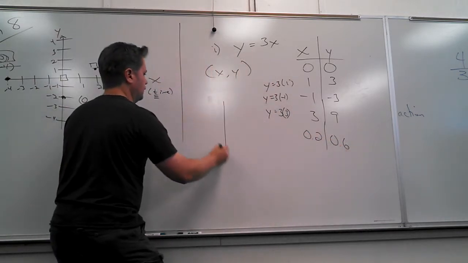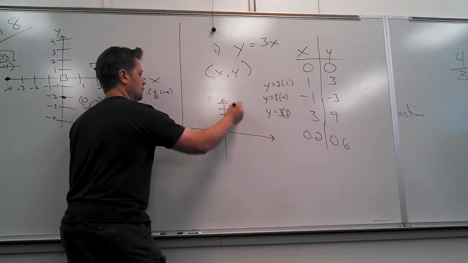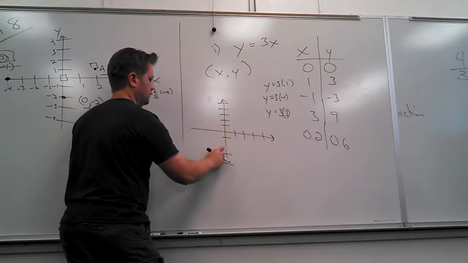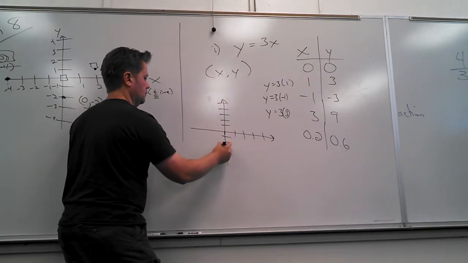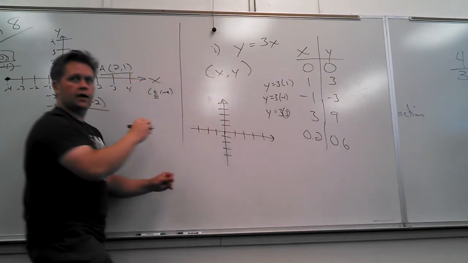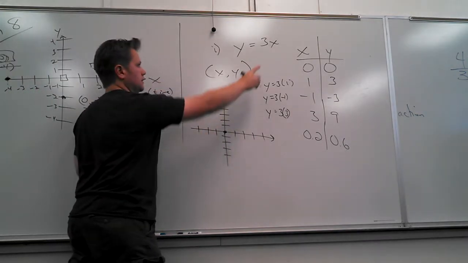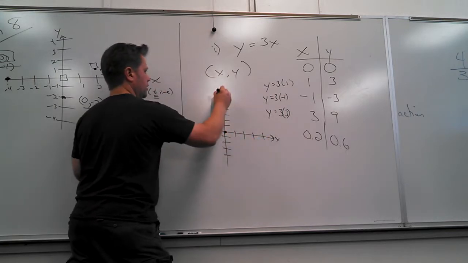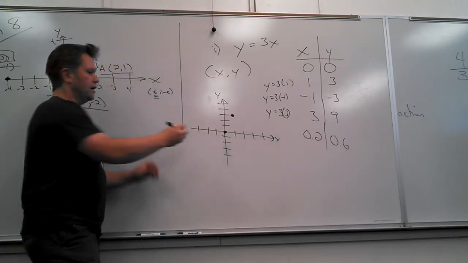So if I try to graph these things, scales for that. Alright, so if I graph 0, 0, where's that? Center. Right in the middle, right at the origin. So that's 0, 0, 1, 3. Right 1, up 3. And see how I didn't make a point here?